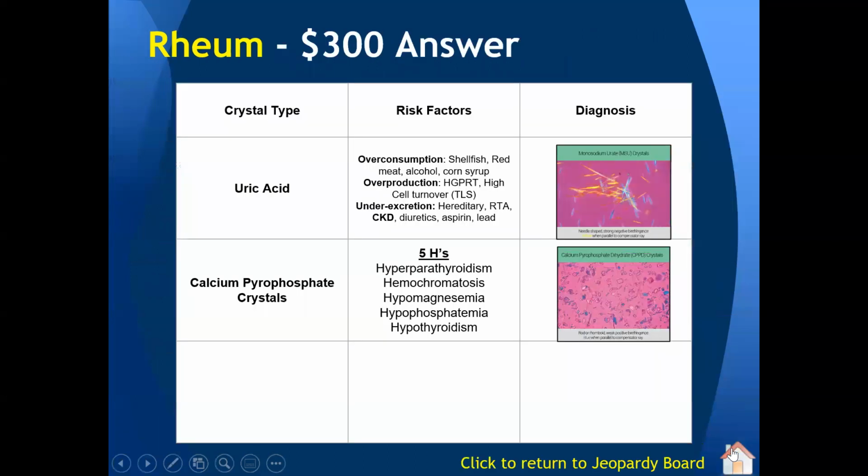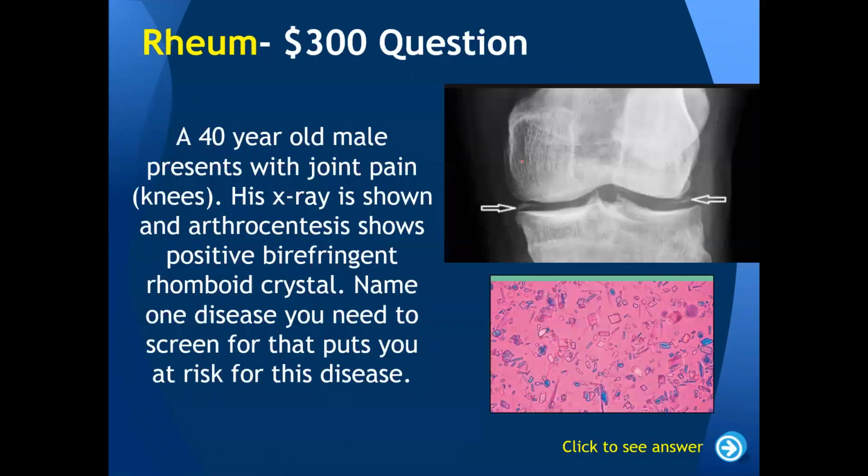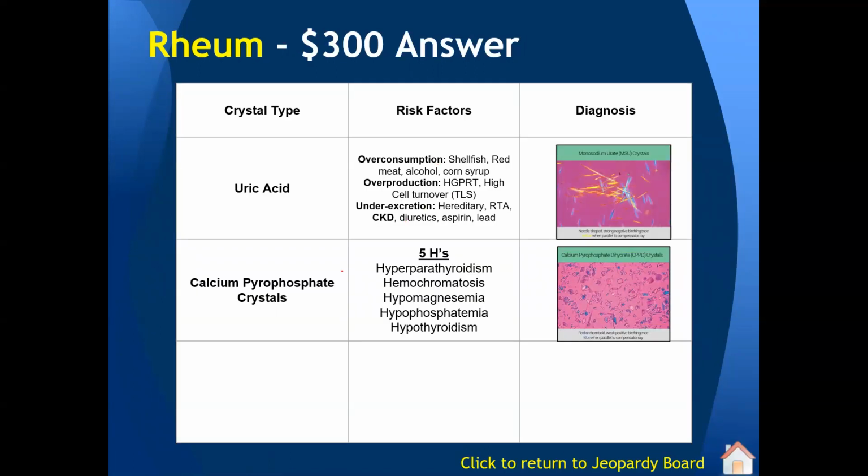Hemochromatosis, exactly. So this is pseudo gout, from calcium pyrophosphate crystals. There are the 5 H's. Some people say the 4 H's, some the 5 H's, but these are things that will set you up for pseudo gout. Another thing that clues you in is the x-ray showing chondrocalcinosis, calcium deposition in the cartilage. Here is a picture of the positive birefringent crystals. The 5 H's are hyperparathyroidism, hemochromatosis, hypomagnesemia, hypophosphatemia, and hypothyroidism.